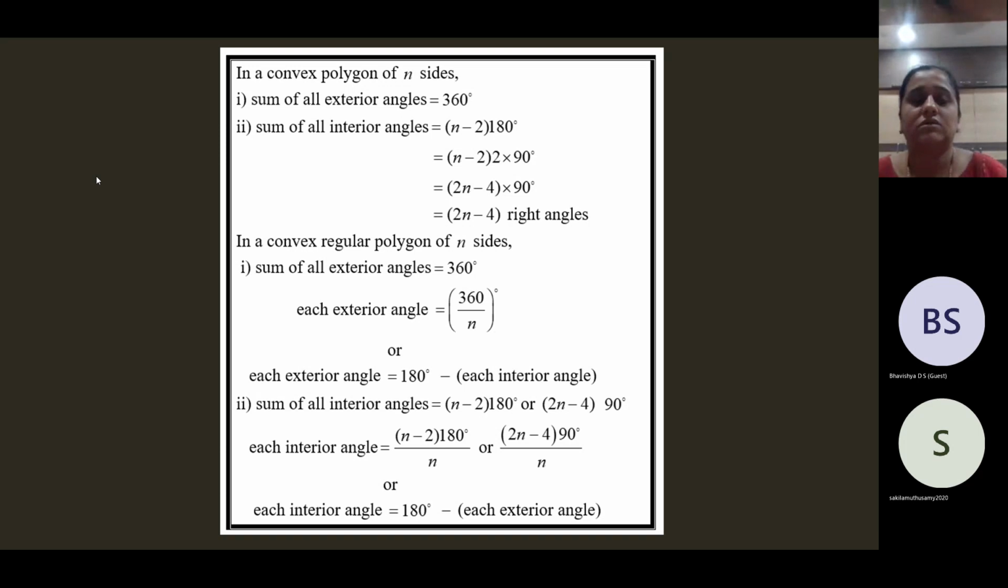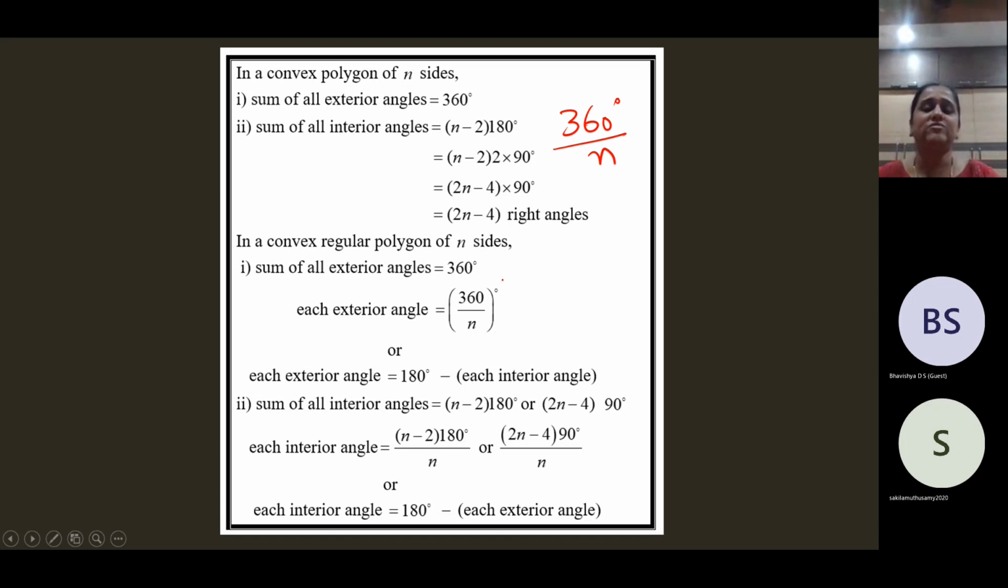In a convex polygon with n sides, that is 3, 4, 5, 6, 7, 8 sides, the sum of all the exterior angles is always 360 degrees. And if it is a regular polygon, then each exterior angle will be 360 by n.